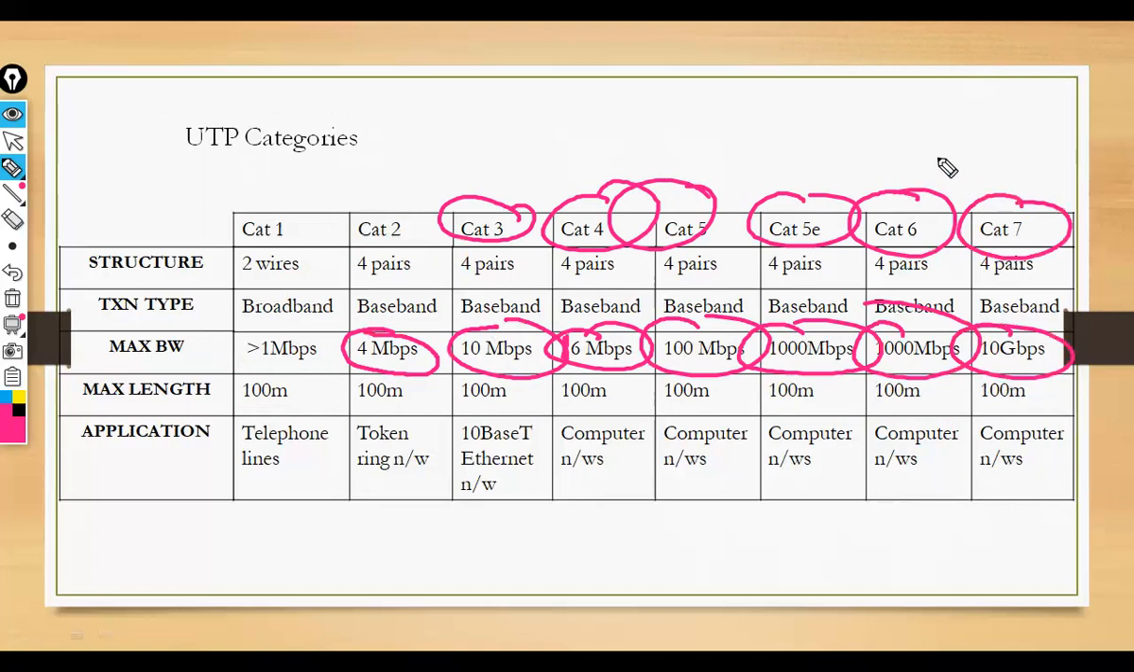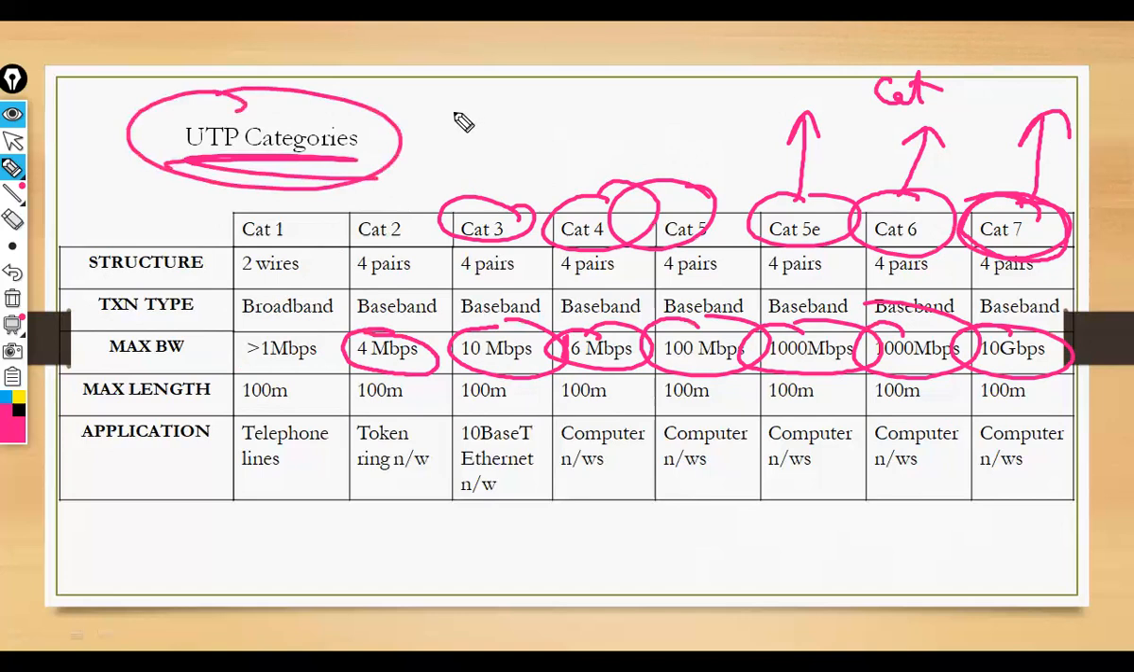If you are a working professional, you might have seen the Cat 6 cables or the Cat 5e cables, which were used till now. Now they might have started using this Cat 7 cable as well. So these are the UTP categories.